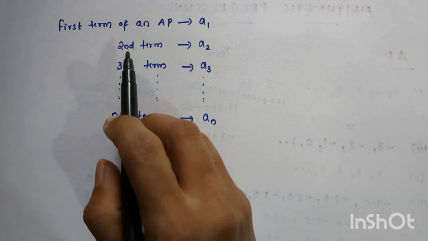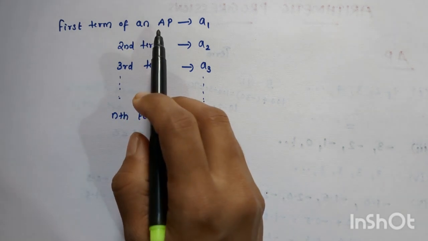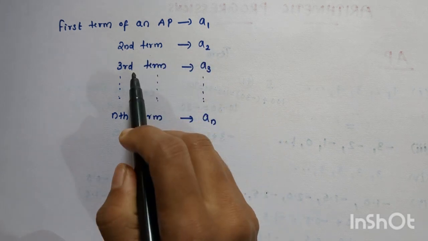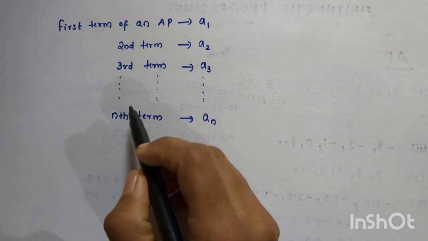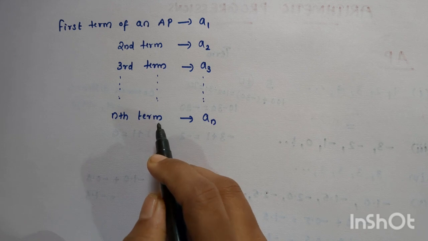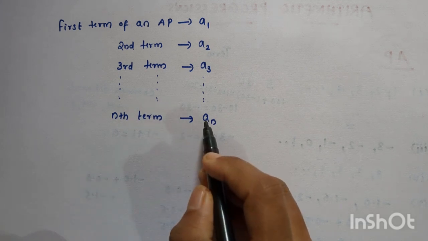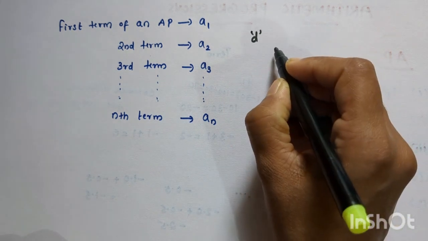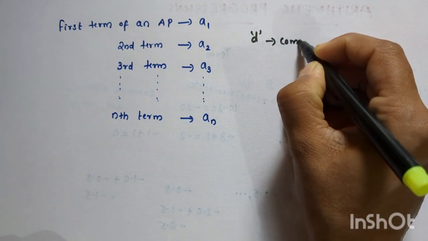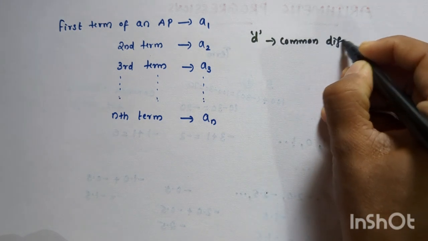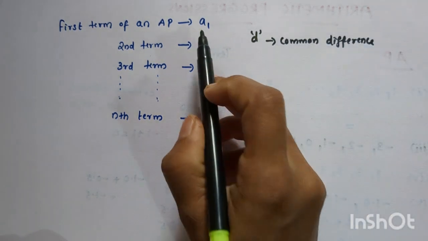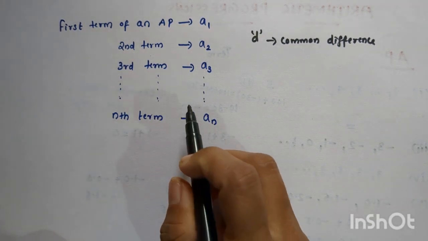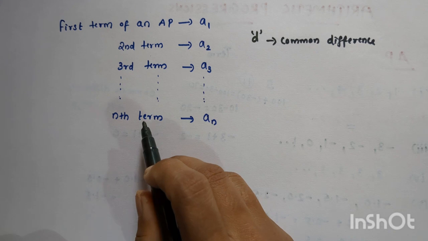Now, let us denote the first term of an arithmetic progression, that is AP, by A1, second term of AP by A2, third term of AP by A3, etc. The nth term of AP is denoted by An. And let us denote the common difference by small letter d. So, small letter d represents the common difference of AP. A1 is the first term, A2 is the second term, A3 is the third term, etc. An is the nth term of AP.